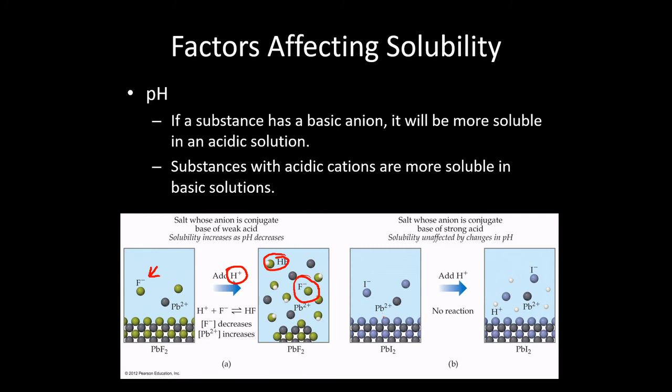If, on the other hand, you have lead iodide instead, iodide is not basic at all. It is negligibly basic. And so if you put in H+, the H+ is not going to react with that. If it did, it would be making a strong acid, which would just go right back to being dissolved again, breaking apart again. So lead iodide is not helped. The solubility is not affected by the pH.